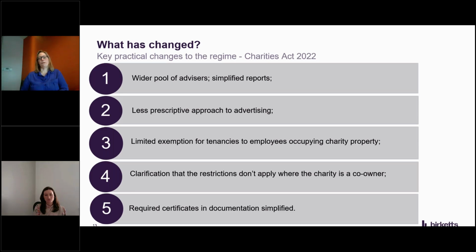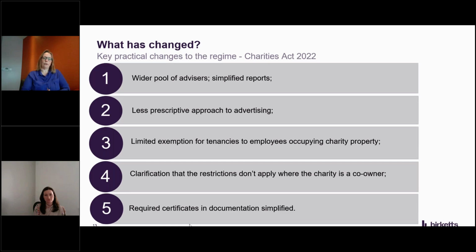The position would be different if, say, the charity had a 50% share in a piece of land and they were looking at selling their 50% share, because that would be a disposal that they were making of their whole interest. It can be quite a complicated issue, but it's useful to have that clarification in place now.